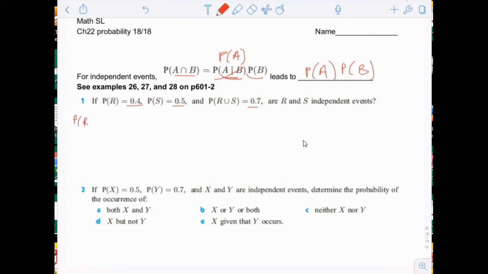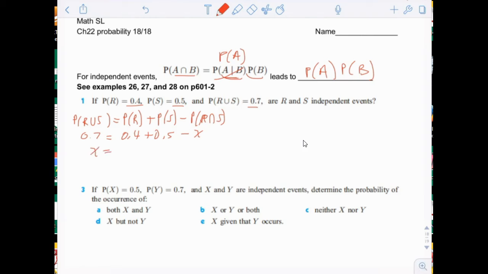because we have the addition rule, which is, oops, I keep writing the wrong letter. R union S is equal to the probability of R plus the probability of S minus the probability of R intersect S. And this is true for all pairs of events, not just independent ones. Let's fill in the numbers here. So this is 0.7, this is 0.4, and this is 0.5. And this we'll just call X for now, the probability of R intersect S. So let's solve for X.